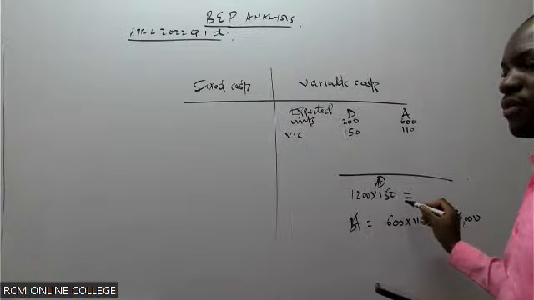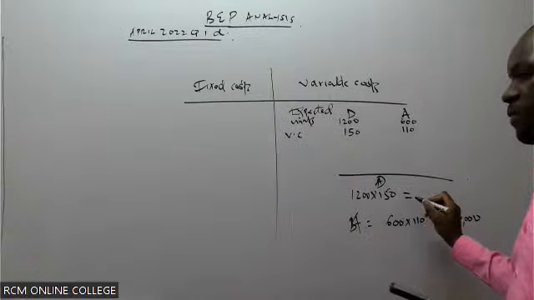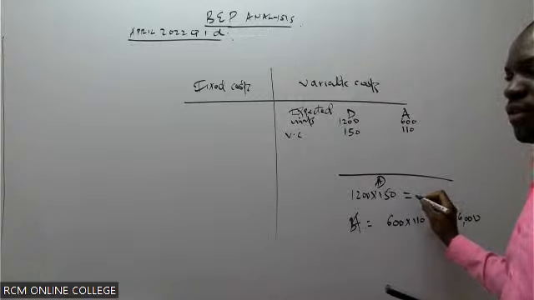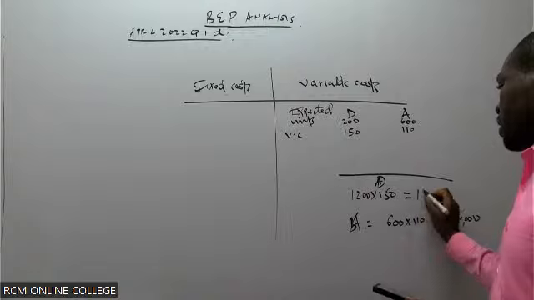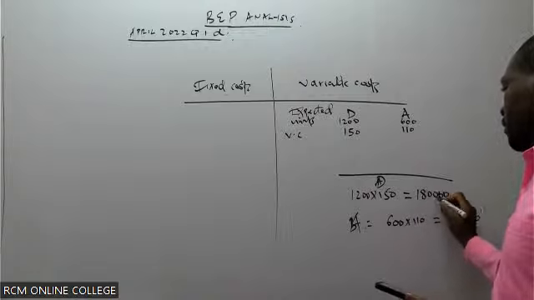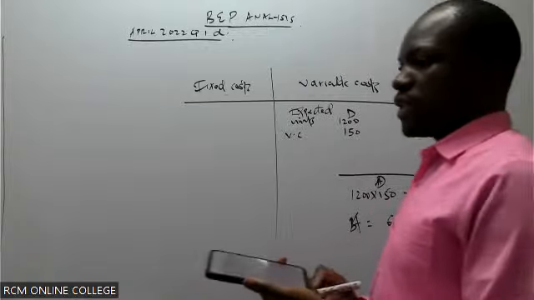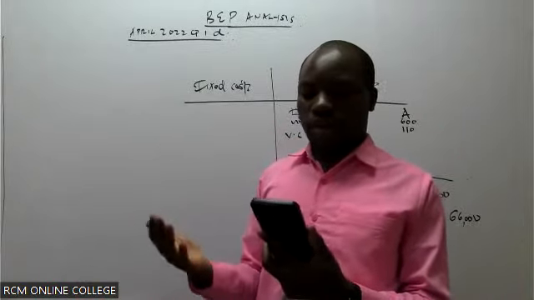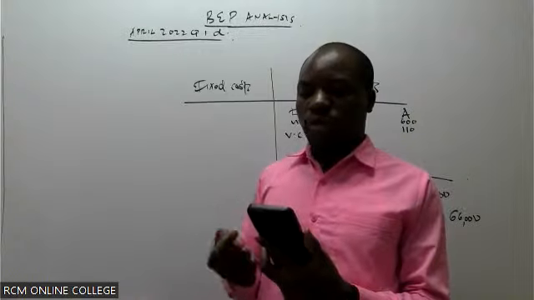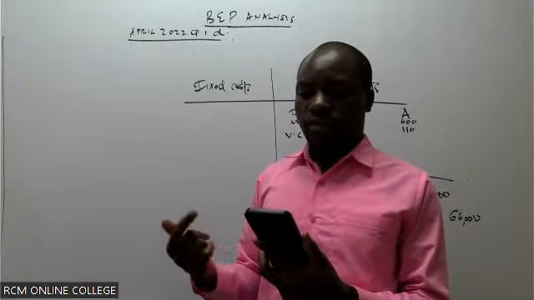How about this? For D, we should be having a figure of 1,200, that is 180,000. So if you look at the question there, the statement given, you're able to see where we are getting the total variable cost from, that is 180,000. You're able to see where you're getting 66,000 from.